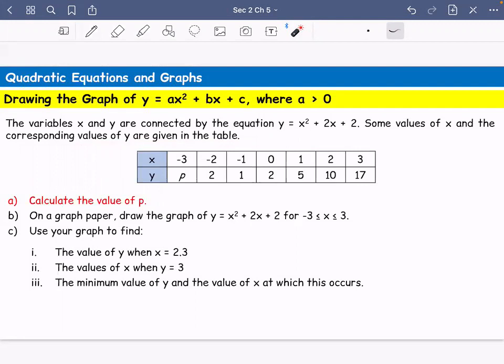Okay, so after this, we need to calculate the value of p, that's for letter A. And then for letter B, we need to draw the graph now of this equation using these points. And then for letter C, there are follow-up questions that you need to refer from your graph. Okay, but there's another way of answering questions from letter C without using your graph, because sometimes our graph is not very accurate up to the nearest millimeter. So there's another way of answering the questions from letter C. Okay, so let's start with letter A.